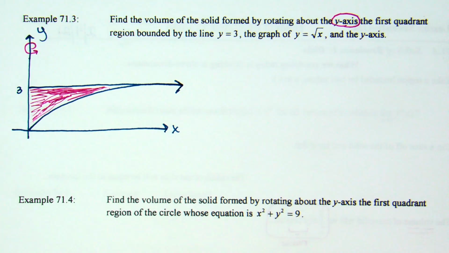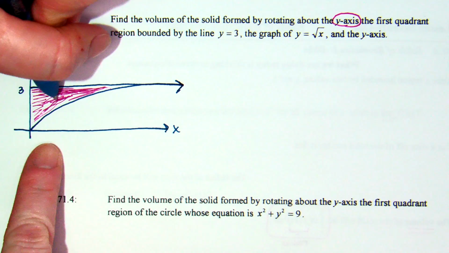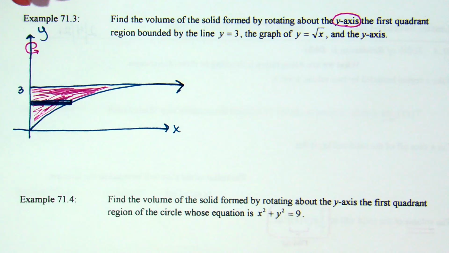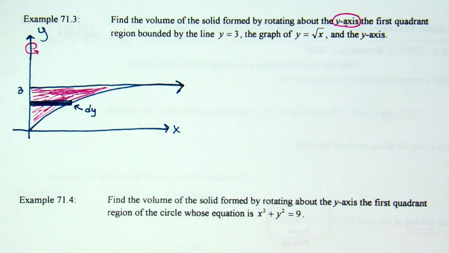Okay. In the past, because we were rotating about the x-axis, we drew a section of dx. Because we're rotating about the y-axis, first of all, notice your rectangle is now perpendicular to the y-axis. And this represents dy. Okay. I had my equation here, which was y equals the square root of x. And of course, we had that x equals 3.